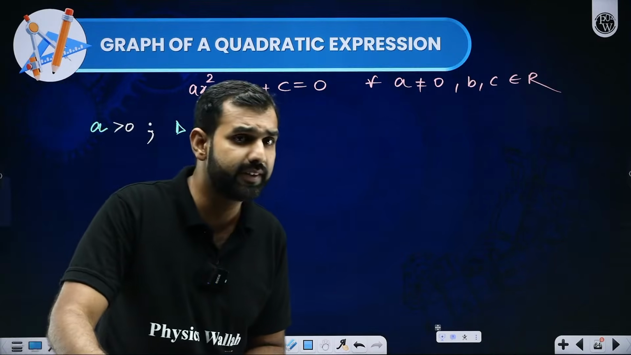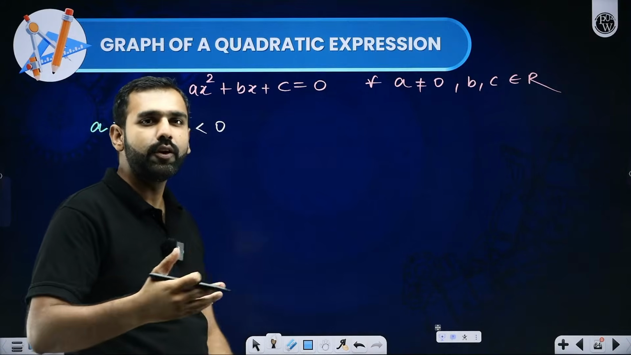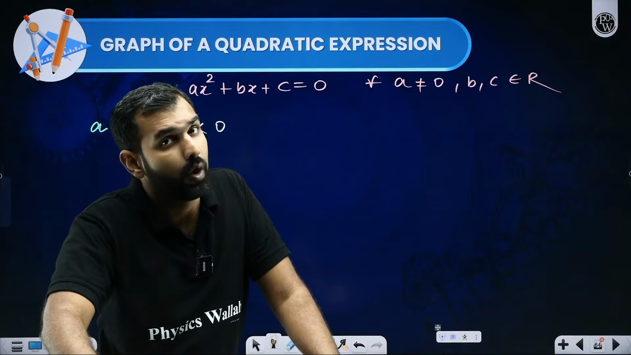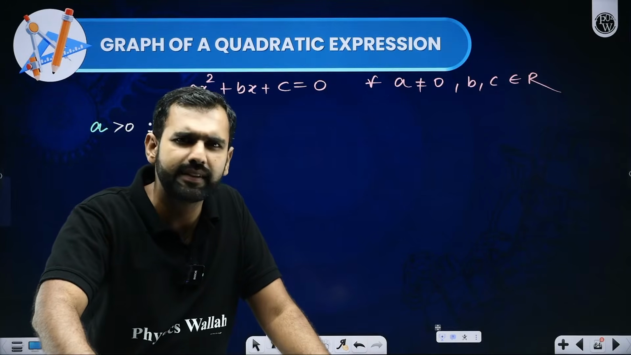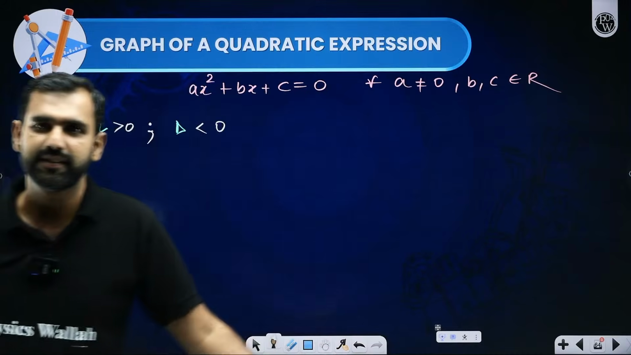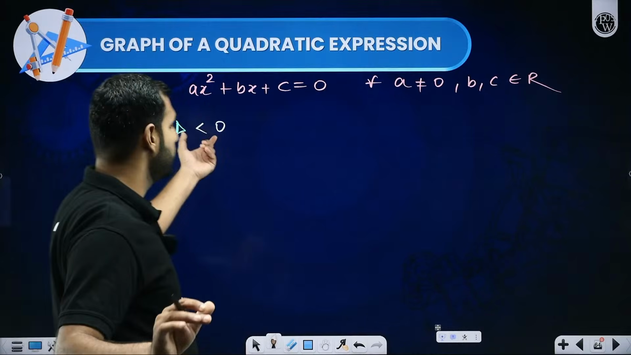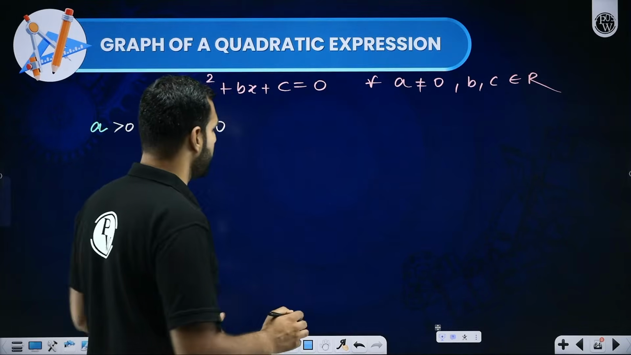So if the discriminant is set to be negative, pay attention, everyone, it will not have any real roots. It will have complex, imaginary roots, which means it will not be intersecting the x-axis. Because if it intersects the x-axis, it will have those points as solutions, but the discriminant is negative. So it will not have any real solutions, which means what?